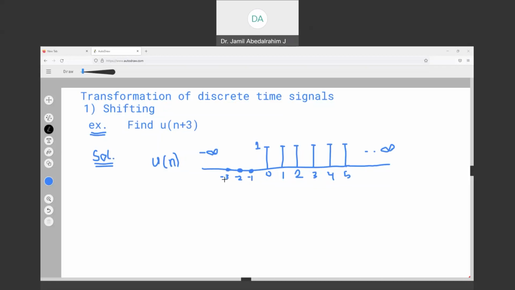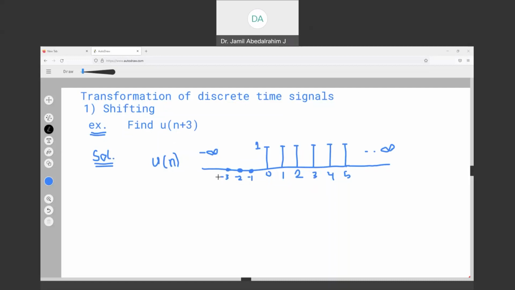So on this general unit step, we can do transformation. We can do some change. There are 3 types of transformation. The first one is shifting, shifting to the left side or to the right side. Let's see this example to understand how we do shifting for the given signal. So we have this example: find u of n plus 3, or draw u of n plus 3.